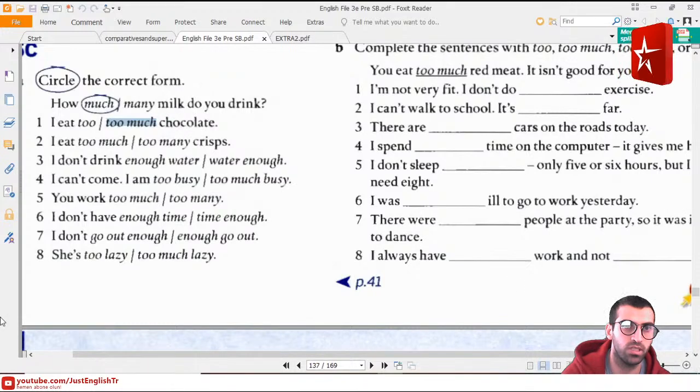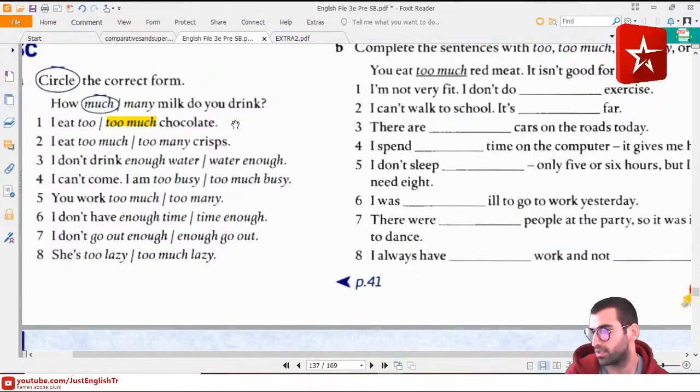Too much is a correct answer here because chocolate is a noun and an uncountable noun. That's why we have to use too much. Soydan Solmaz, Sıla Gökdemir, Azime and Alia, they wrote the correct answer. Yes, Selcan, your answer is correct as well. Thank you. And number 2, I eat too much crisps or too many crisps.